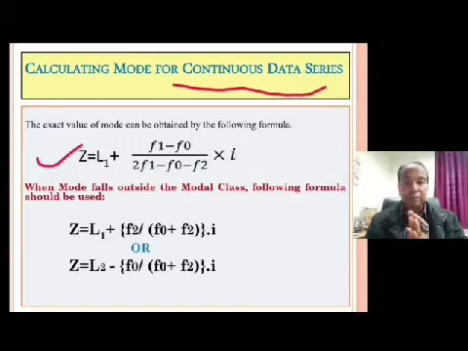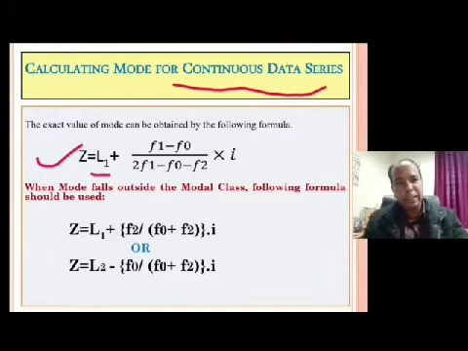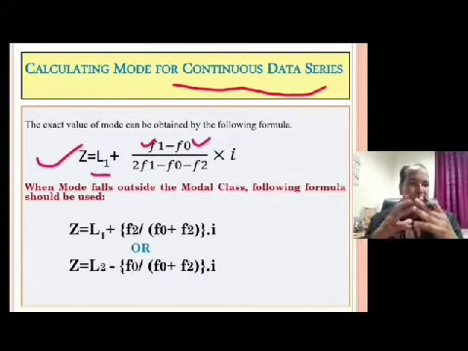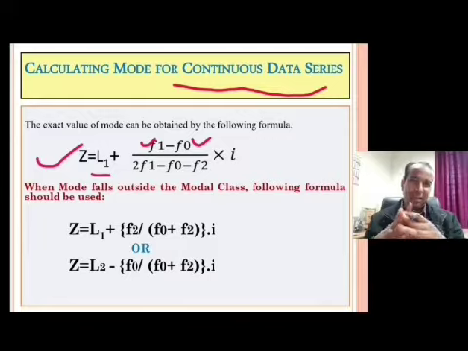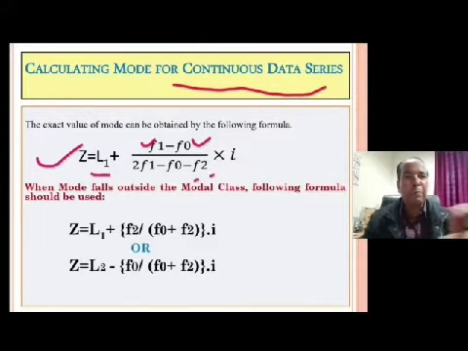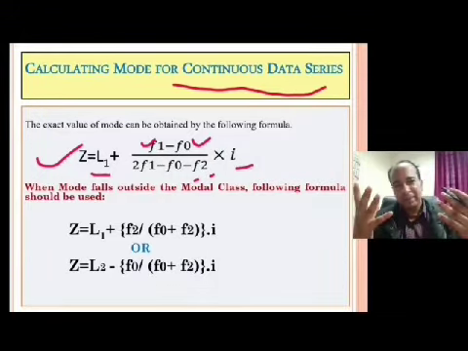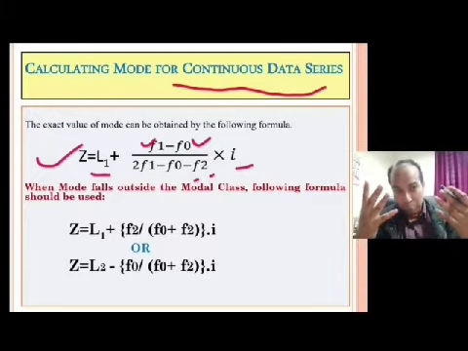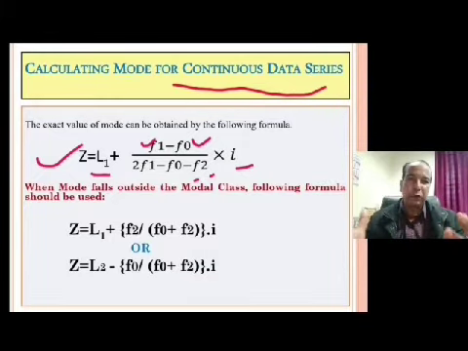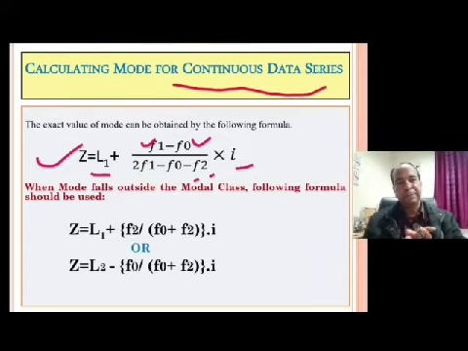is identified. So once the modal class is identified, then L1 will be the lowest limit of that modal class. F1 is the frequency of the modal class. F0 is the frequency of the pre-modal class. F2 is the frequency of the post-modal class, and I is the class interval. This is what the mode formula is for the continuous data series.